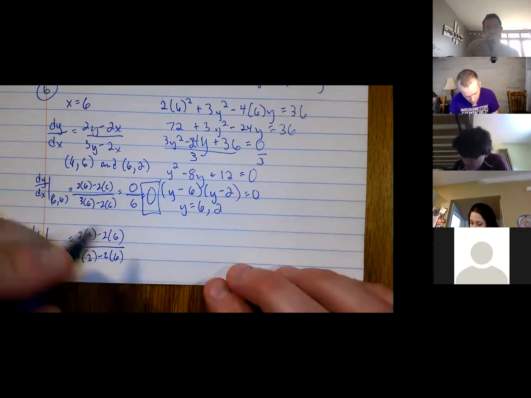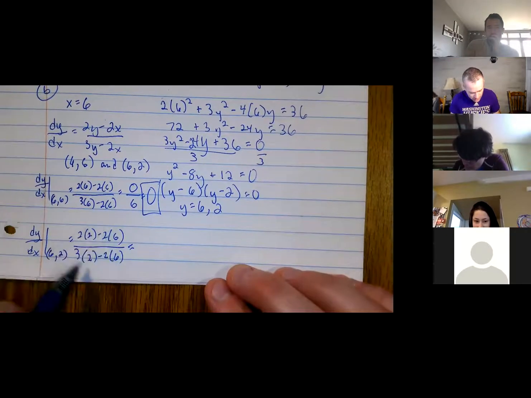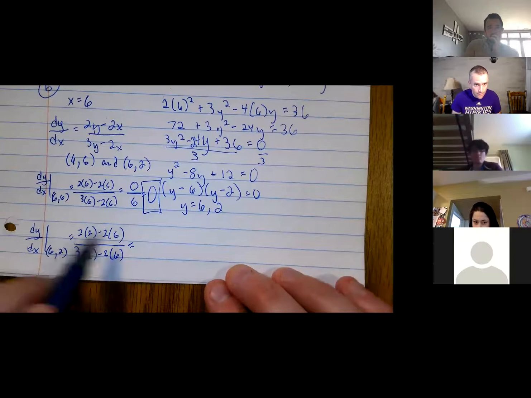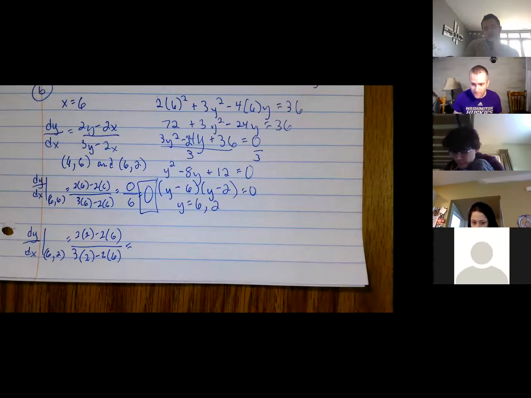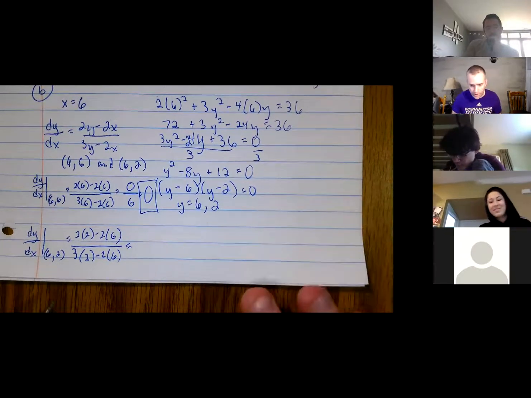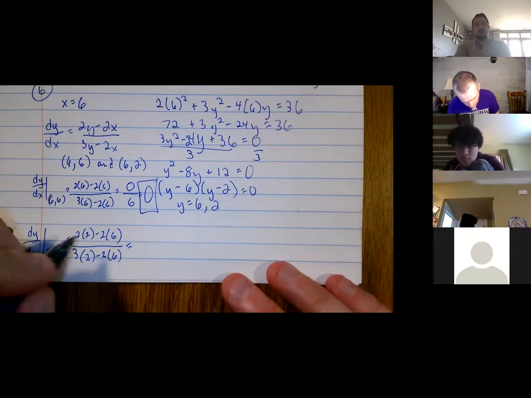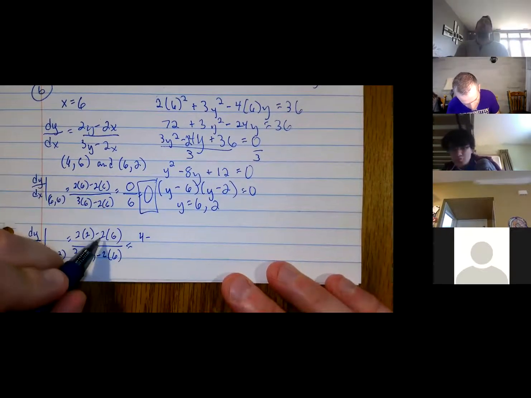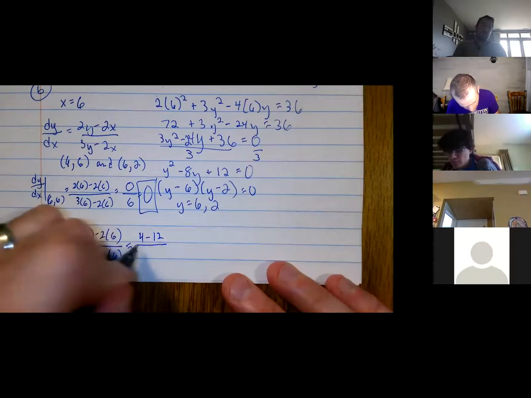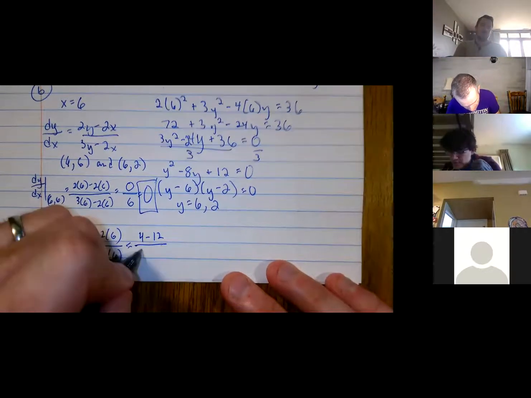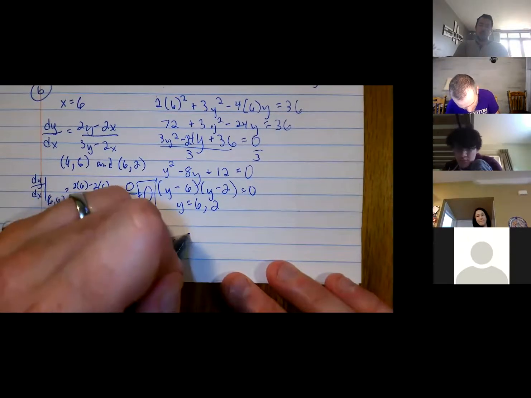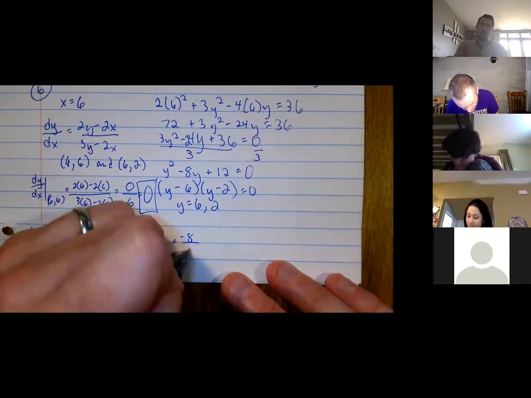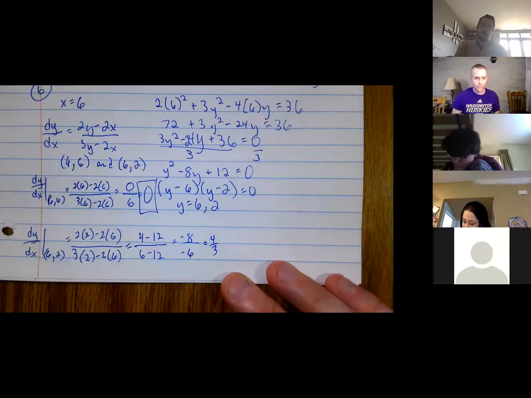Guess what? You could just leave this alone. A lot of people try to simplify and then simplify incorrectly, and then we have that issue. So you can leave it alone if you want, but of course you can simplify. We get 4 minus 12, divided by 6 minus 12, so we get negative 8 over negative 6, or 4/3.